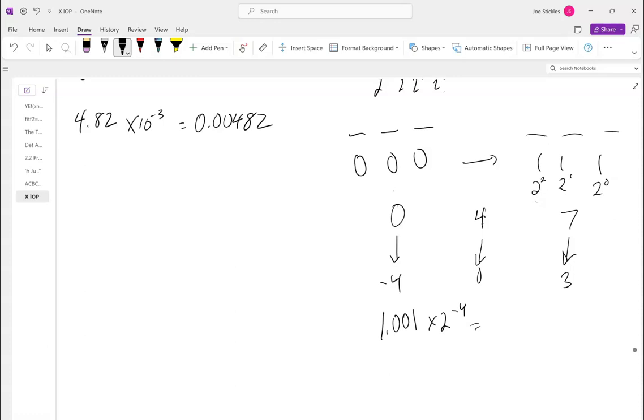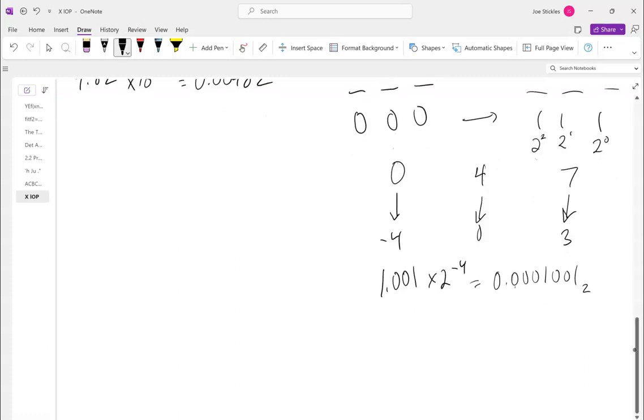This moves your binary point 4 places to the left, just like it would in decimal. This is base 2, though, right? This is 1/2, 1/4, 1/8, 1/16, 1/32, 1/64, 1/128. Remember, these are negative exponents, right? 2 to the -1, 2 to the -2, 2 to the -3, 2 to the -4 is 1/16.